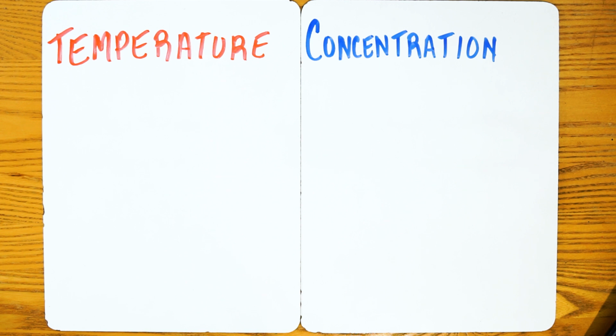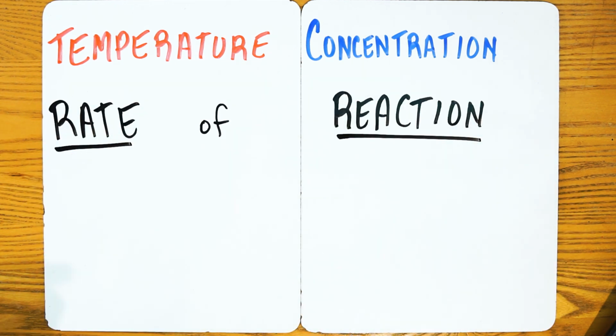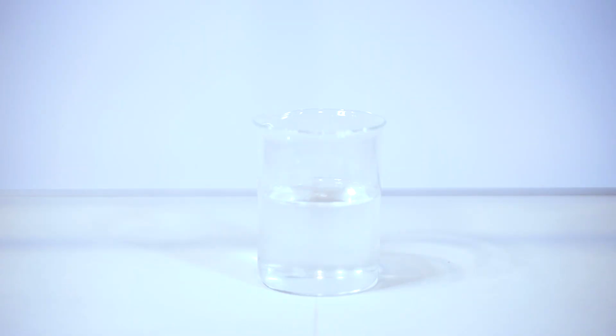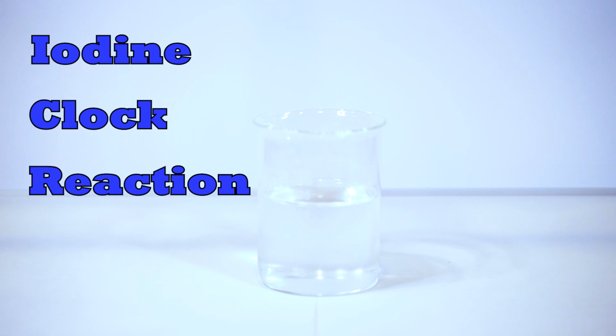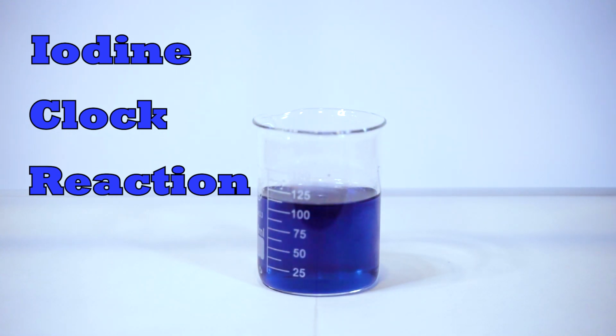Hey guys, today I'm going to show you how temperature and concentration affect the rate of reaction. I'm going to demonstrate this with a classic reaction called the Iodine Clock reaction, where a transparent solution suddenly turns into that deep blue color all on its own.